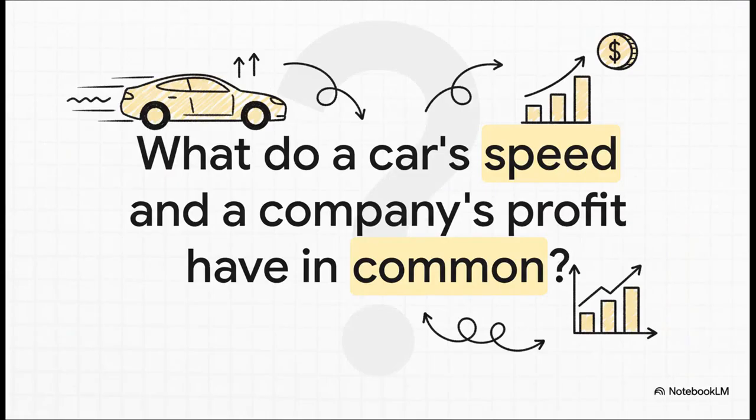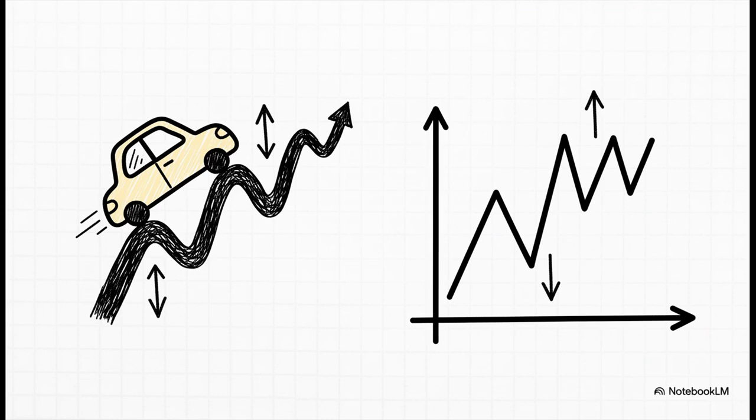Okay, so let's start with a little riddle to get our brains warmed up. What could possibly connect the speed of a car on the highway and a company's profit margin? I mean, they seem like they're from completely different universes, right? Well, the answer is actually pretty simple, but it's a huge idea. They are both constantly changing. A car's speed isn't just one number, and a company's profit isn't either. They go up, they go down. And this idea of change is exactly what we're going to dig into.